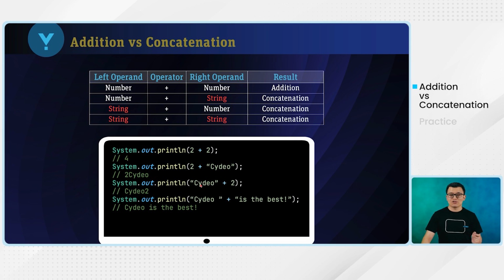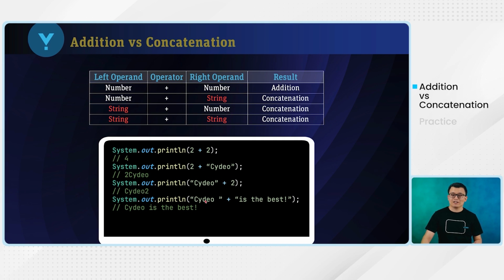Okay? And in the third print statement, we have the string on the left operand, and we have a number on the right operand. The right operand is a number, and the left operand is a string. So therefore, this plus operator is going to return us the concatenation. So 2 will be concatenated to this string CYDEO, and it's going to return us CYDEO2.